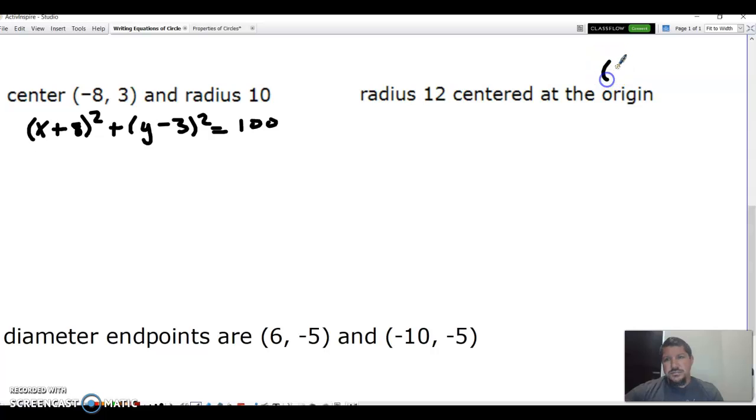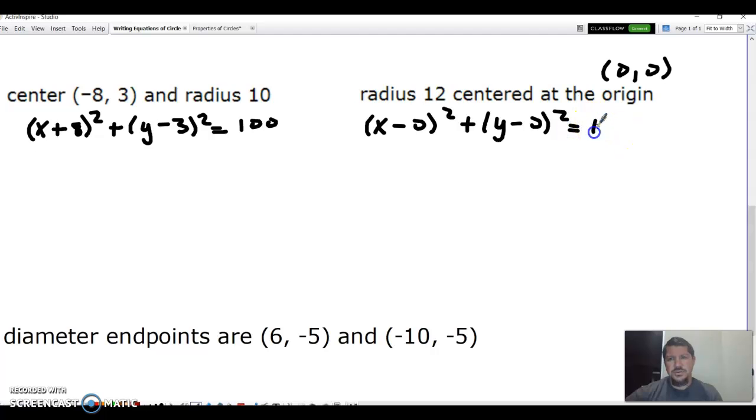Alright, origin means (0, 0), right? So that's (x − 0)² + (y − 0)² = 12², or x². Oops, don't need the parentheses in this case. x² + y² = 144.